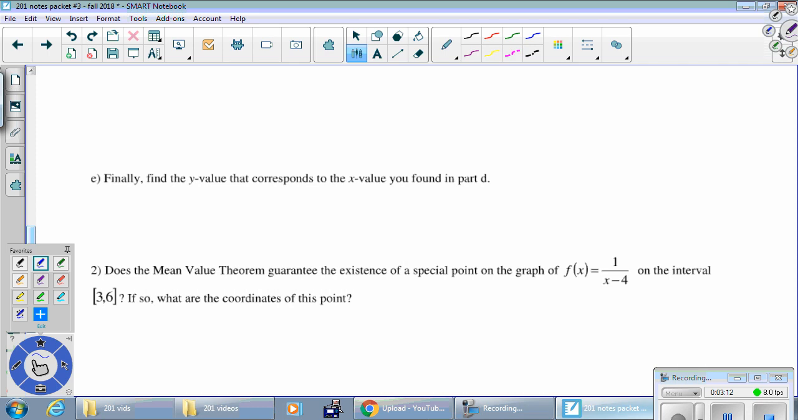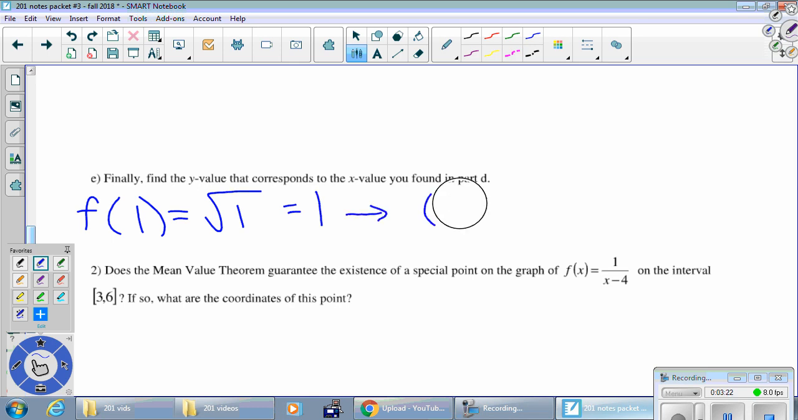And then it says find the y value. So this is just f of 1, and that's the square root of 1, which is 1. So that means that the point guaranteed by the theorem, in this case on the interval 0 to 4, is 1, 1. Then you can take a look at a picture, graph this thing on your calculator or on GeoGebra, draw in the tangent line at the point x equals 1, and go ahead and draw in a secant line connecting 0 and 4, and you should see that they are parallel to each other.